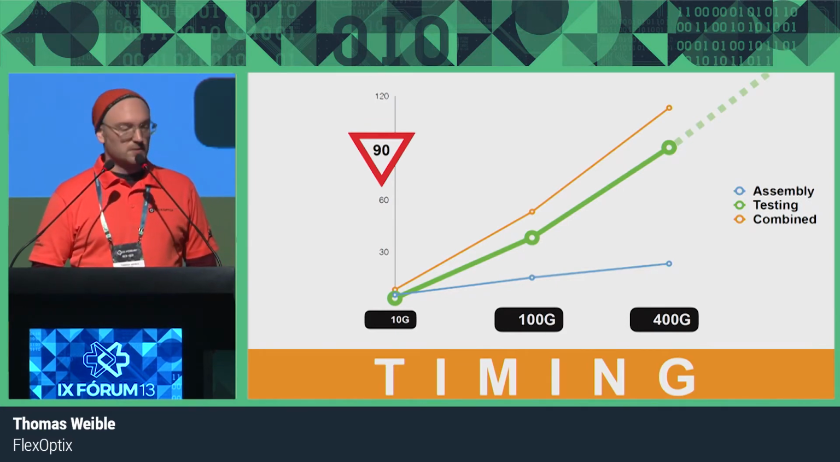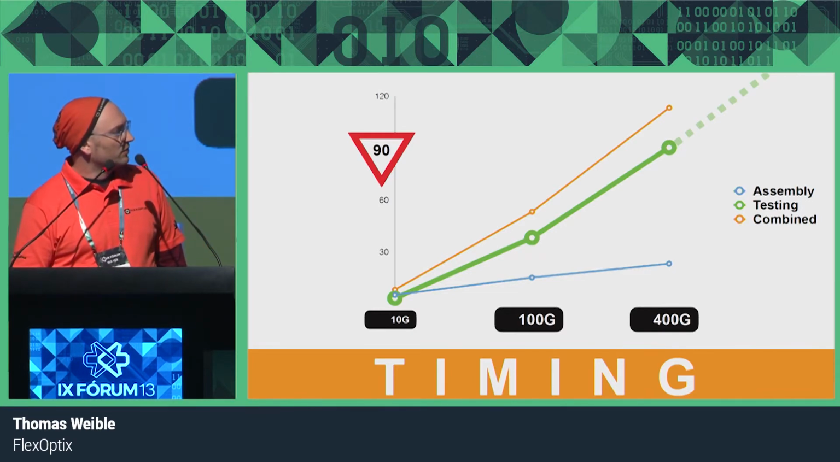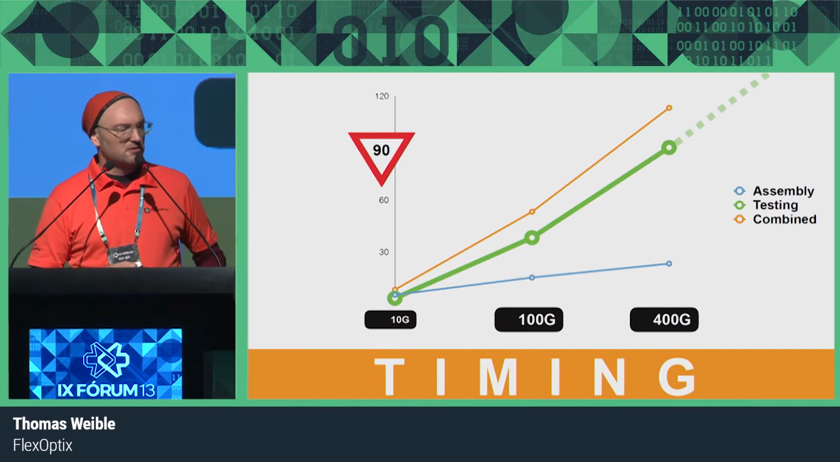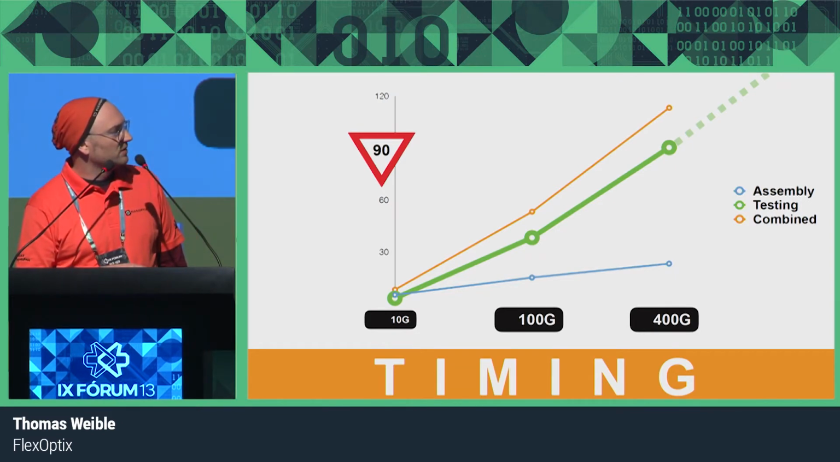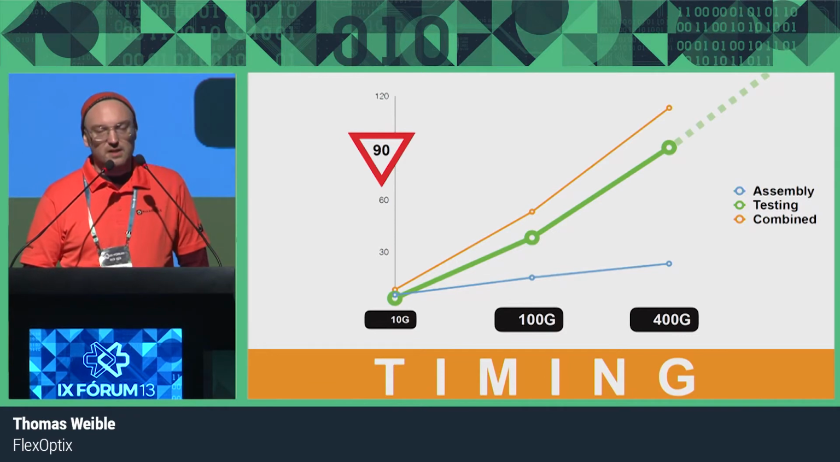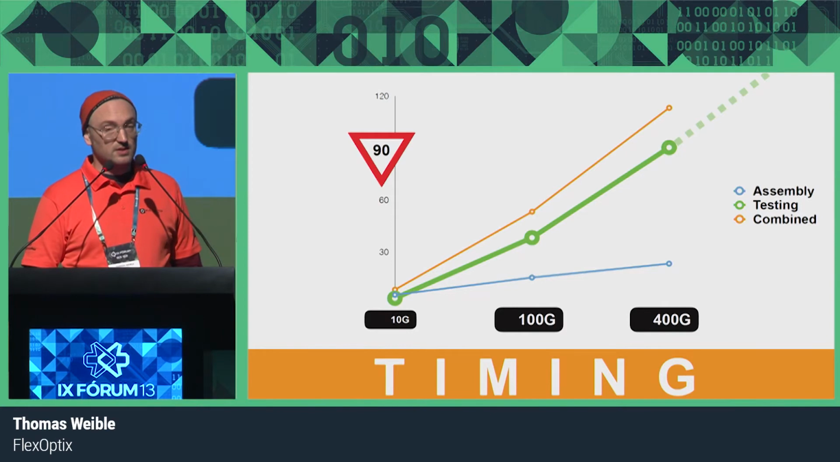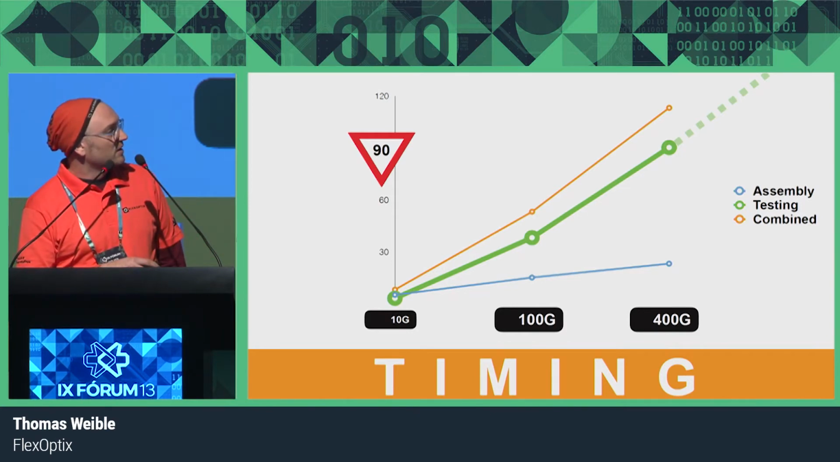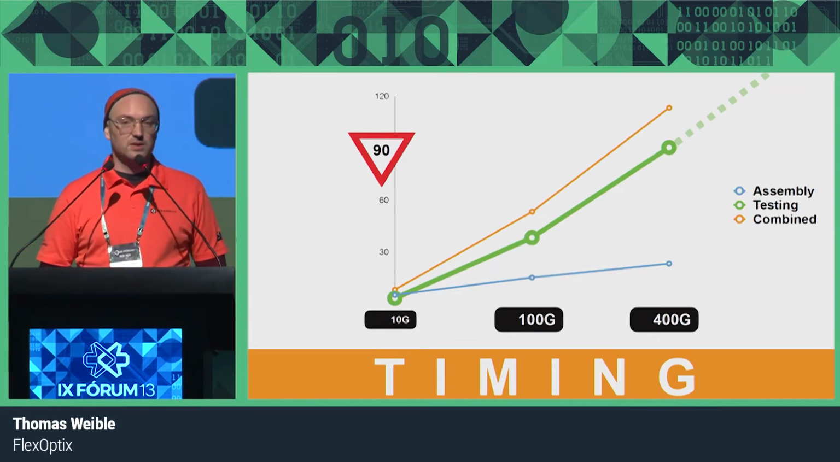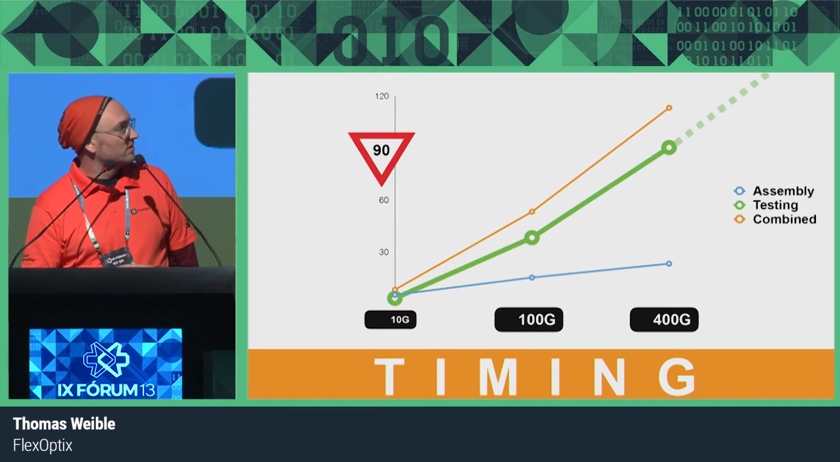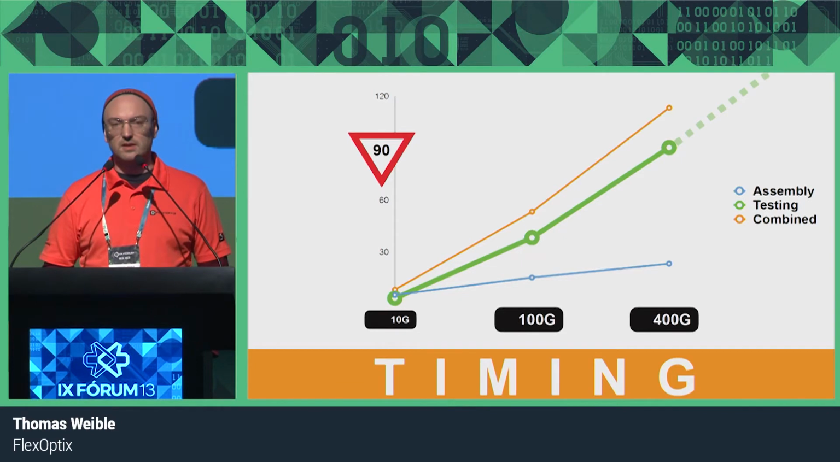But overall 8 minutes. Looking now at the road towards 400 gigabit, just for the assembly we are at roughly 25 minutes to assemble the overall part. There is some complexity to build those components, so it makes sense that this takes a little bit longer compared to the 10 gigabit ones. But the interesting rise you see here is the testing. Testing has a way steeper rise, going up to 90 minutes for a 400 gigabit transceiver. And the overall combination is then roughly 115, 120 minutes.